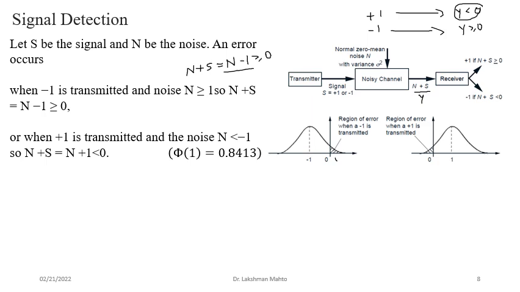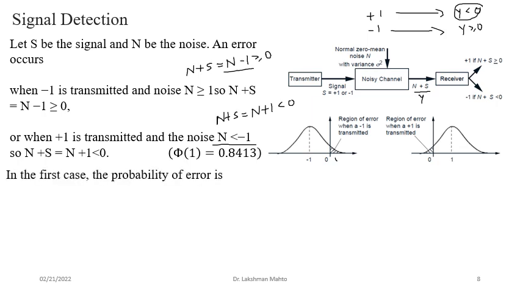Another chance of error is that suppose plus 1 is transmitted and the noise is less than or equal to minus 1. So if you add the signal S to both sides, and S is plus 1, that means N plus 1, and N is less than or equal to minus 1. So for error, N plus 1 is less than 0. These are the two situations of performing error in the computation process. Any question?